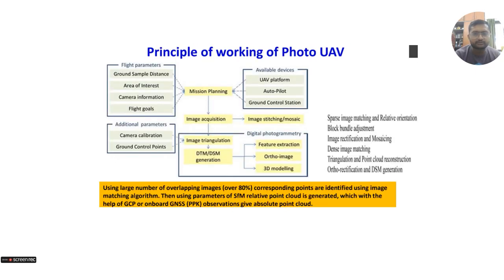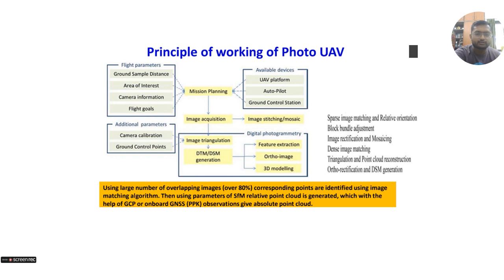this principle working for photo UV, so this is mission planning. Generally, we use flight parameters such as ground sample distance, area of interest, camera information, flight goals, and the UAV platform which we are using, autopilot mode or ground control stations. Not the GCPs. The ground control point will come as an additional parameter when we are doing image triangulation or digital photogrammetry. It will play an important part during that time.